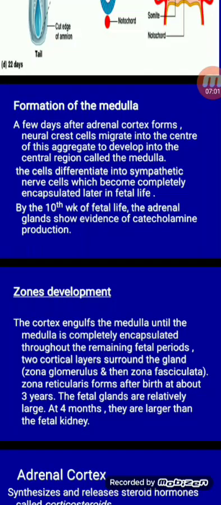Formation of the medulla. A few days after the adrenal cortex forms, neural crest cells migrate into the center of this aggregate to develop into the center region called the medulla. The cells differentiate into sympathetic nerve cells, which become completely encapsulated later in fetal life. By the 10th week of fetal life, the adrenal glands show evidence of catecholamine production. Catecholamines are epinephrine and norepinephrine, or adrenaline and noradrenaline.